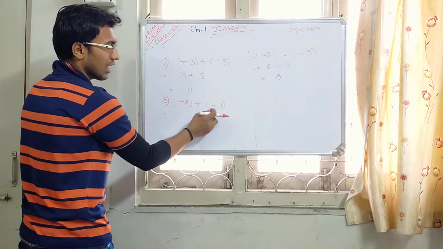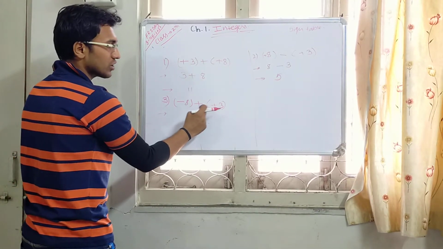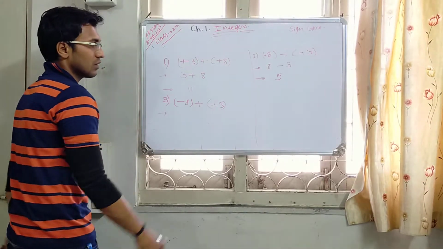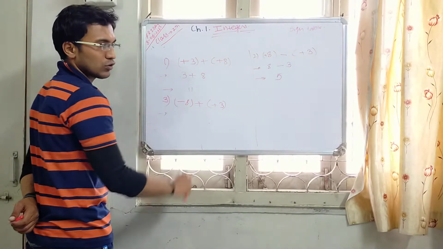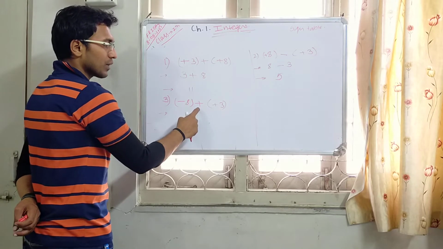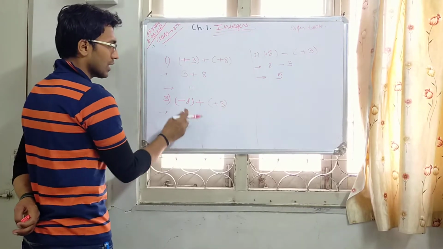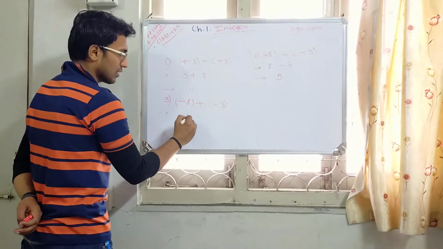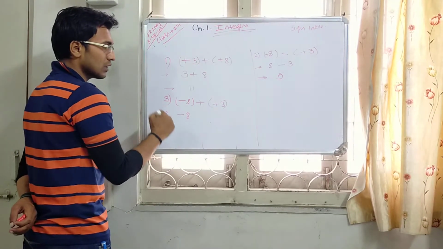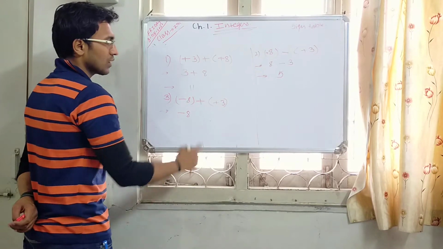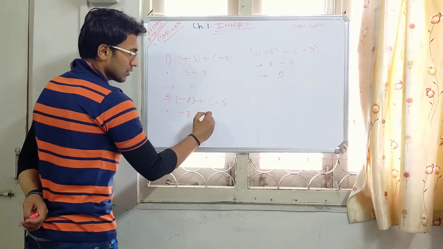I'll try to remove this bracket and check both of these signs. The first sign is plus and the second sign is also plus. So plus and plus becomes plus according to that table. Plus and plus becomes plus. And if I remove this bracket, there would be minus 8 as it is. Since there is no sign here, I'll have to take minus only. So plus and plus would be plus 3.